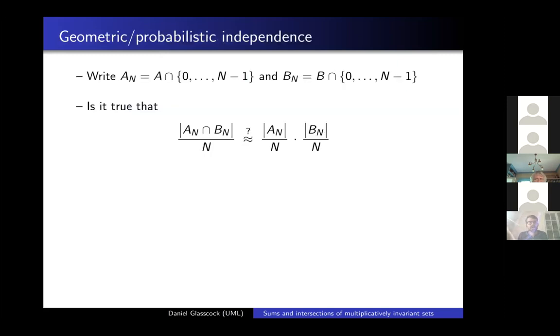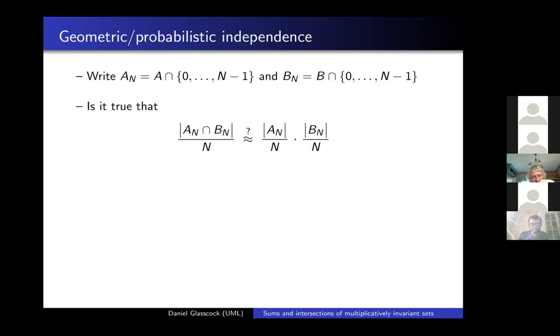Okay. Now we're going to go on to the second point, that geometric or probabilistic independence. So to do that, let's look at just a finite chunk of our set. Remember, A is a p-Cantor set, B is a q-Cantor set. We'll just look at the first finite pieces of these sets, the interval 0 to n-1. And we could ask, is it true that if we treat these as random events, that they're independent? Right? Maybe it happens that selecting an element, for example, at random from A and knowing about that element, doesn't tell us really anything about whether the element is in B or not.